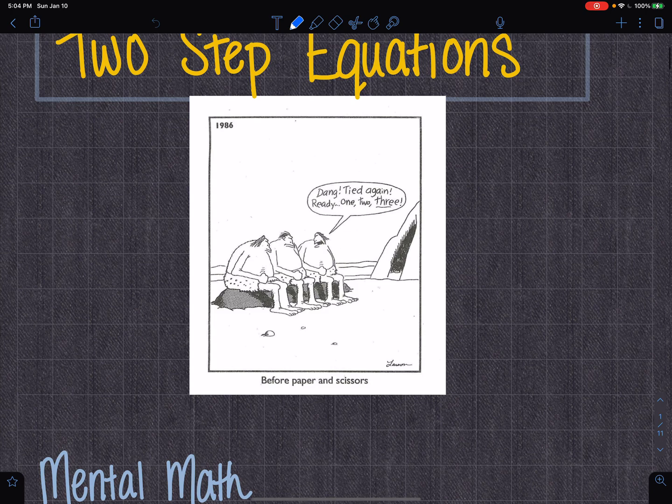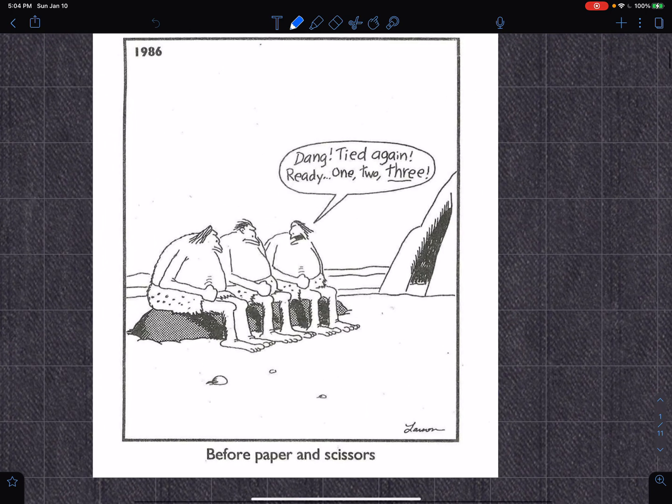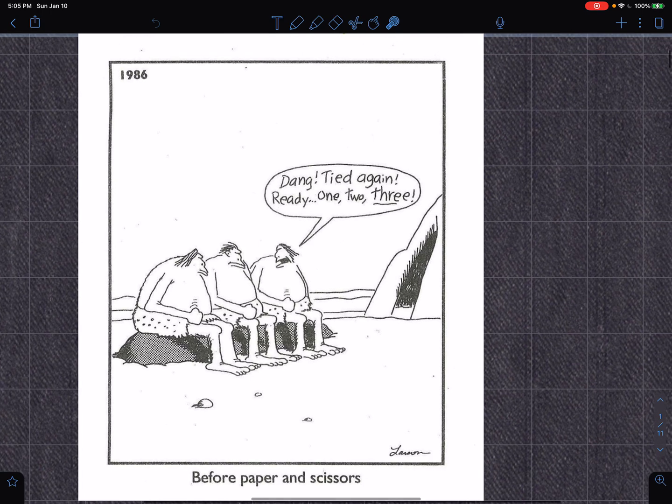First, let's go over this comic. This is Before Paper and Scissors. That's the title of this. Before papers and scissors were invented, right? Because it looks like these guys are cavemen. So this guy's saying, dang, tie again. Ready? 1, 2, 3. What do you think they're doing? I think they're playing rock, paper, scissors. But papers and scissors weren't invented, so they just keep tying, right? That's pretty silly, isn't it?